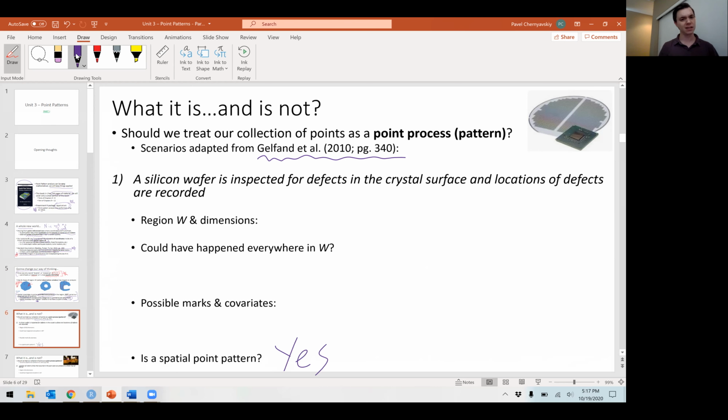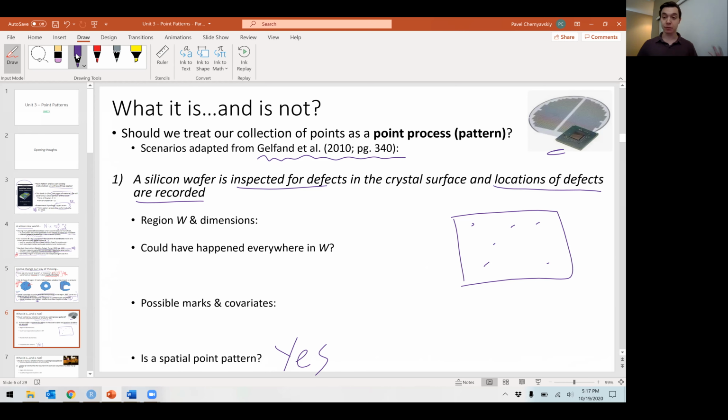Silicon wafers are inspected for defects, and locations of defects are recorded. So you have something that looks like a silicon wafer, and you record where there are defects, and you analyze those defects. Maybe you want to know the average defect rate. Maybe you want to know if your defects cluster in a particular corner, and that might affect the manufacturing process. So that's a pretty typical goal for analysis there.